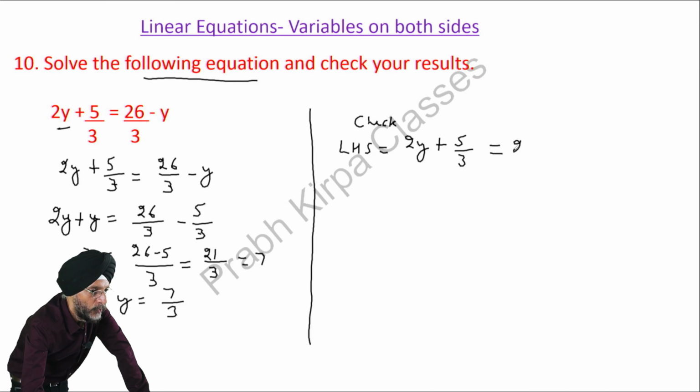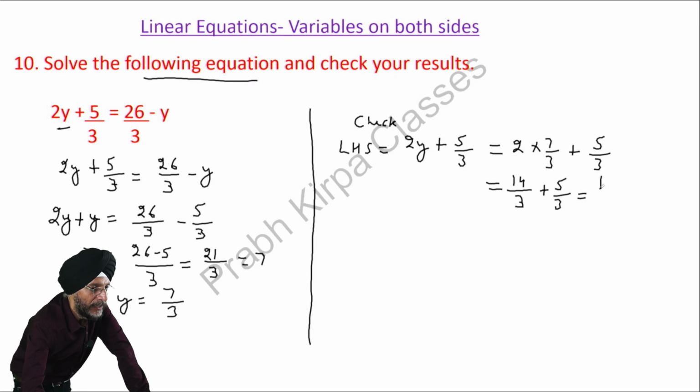So 2y is 14/3. 14/3 plus 5/3. It becomes 19/3.